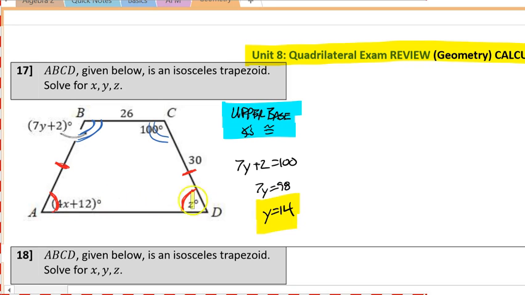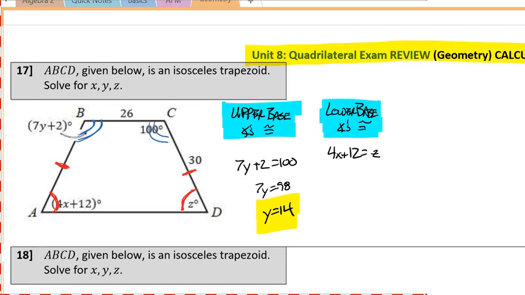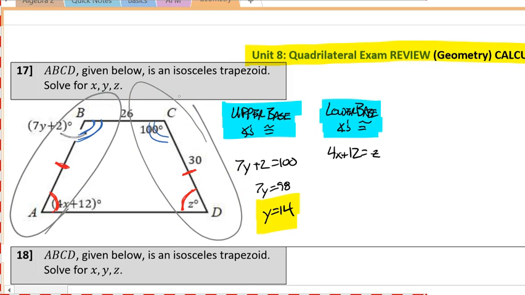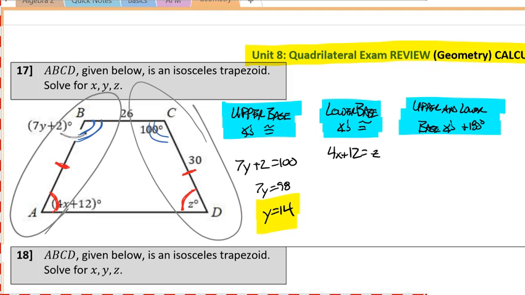The lower base angles are also going to be congruent, meaning that 4x plus 12 is equal to z. Now we have a problem here. We need to figure out either the value of z or the value of x first, to help us solve for the other value. That leads us to the last property of isosceles trapezoids, which will be useful here, is that any upper and lower base angle are supplementary. So that means that either A added to B is 180 degrees, or C added to D equals 180 degrees.